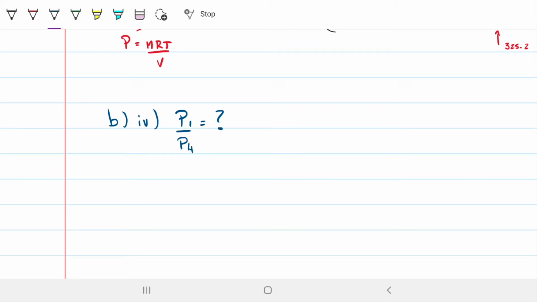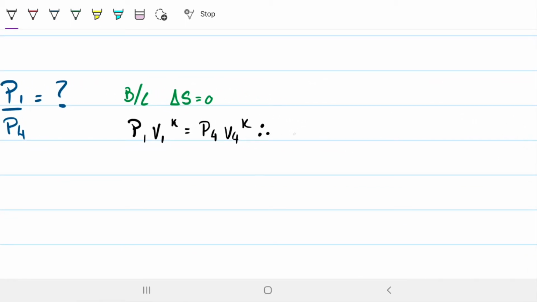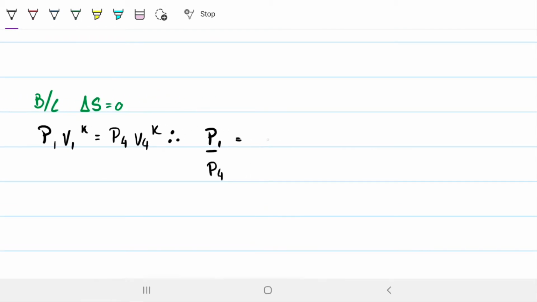So what is this ratio here? Well, we're going to do exactly what we just did before, because it's the same thing, an isentropic transformation. Because it's isentropic, delta S equals 0, then P1 V1 to the K has to be equal to P4 V4 to the K. In this case, we want P1 over P4. So that's very straightforward. That ratio is just V4 over V1 to the K, which for the case of air is 1.4.